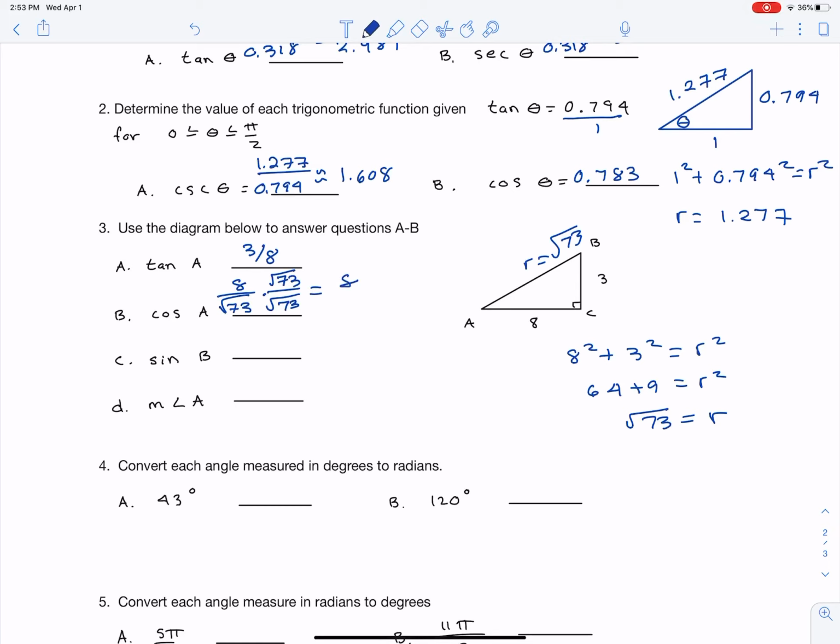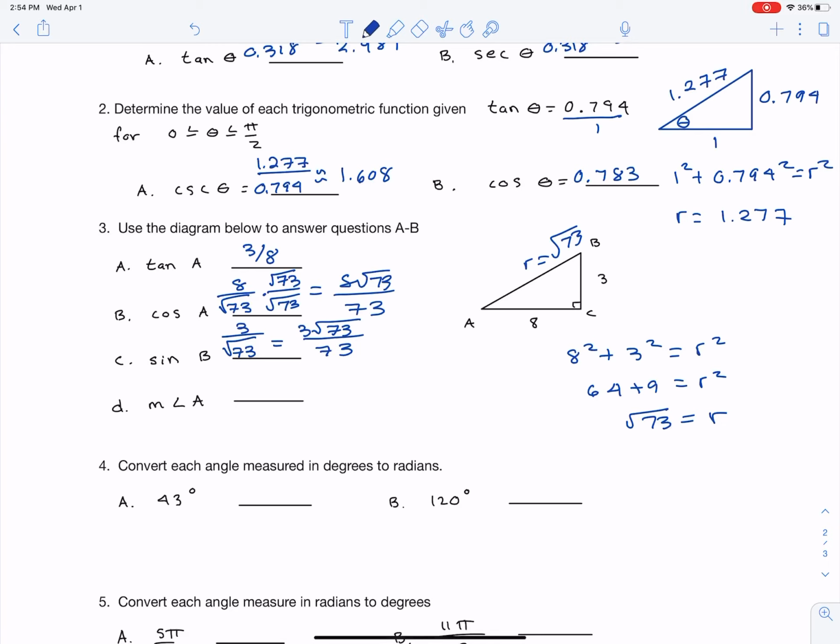Gives me 8 root 73 over 73. Let's do sine. So sine is going to be opposite over hypotenuse, so that's going to be 3 over root 73, which again, when we rationalize that denominator, is going to be 3 root 73 divided by 73.